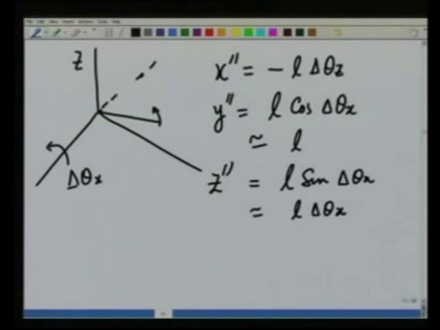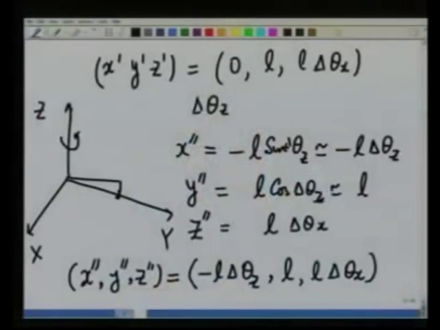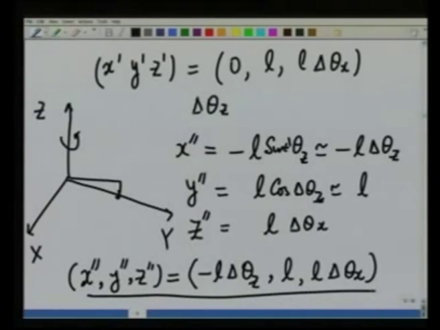So, after these three rotations, I end up getting x double prime, y double prime, z double prime equal to minus L delta theta z, comma, L delta theta x, which is precisely the same as what I got when I had the other order, first rotation about the x axis and then rotation about the z axis. Let us see that. That is in the previous slides somewhere. Here it is. This was earlier and here it is now.